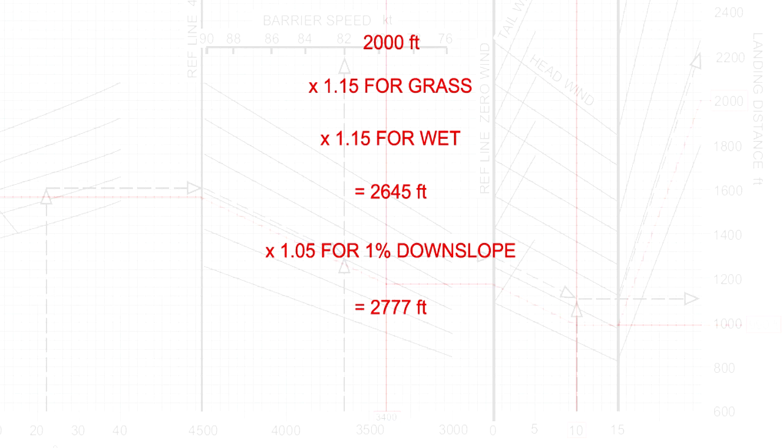To comply with the regulations, you may recall that the landing distance must be within 70% of the available distance at the airfield. Therefore, multiply 2,777 by 1.43. This means that our landing distance available must be at least 3,971 feet.